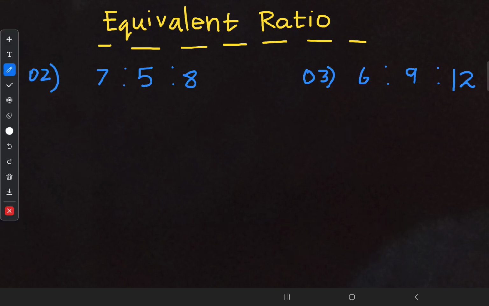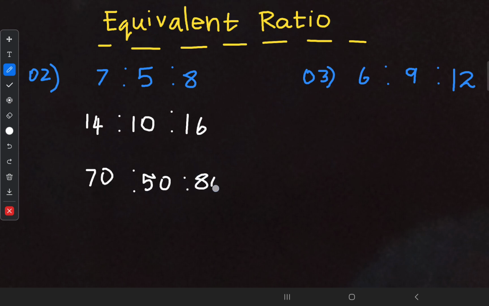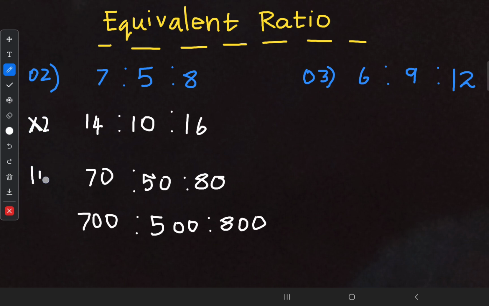For an example here, it's easy to multiply by 2, 10, likewise. If I multiply this by 2, 14 is to 10 is to 16. You can directly multiply. Then if I multiply by 10, 70 is to 50 is to 80. If I multiply by 100, that will become 700 is to 500 is to 800. It's very easy. You can select any numbers for your convenience.